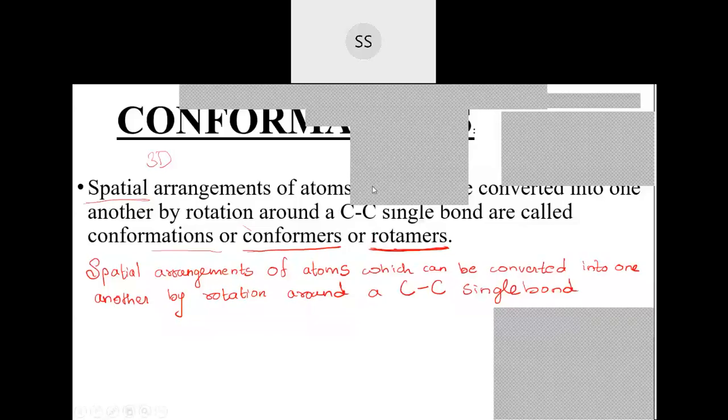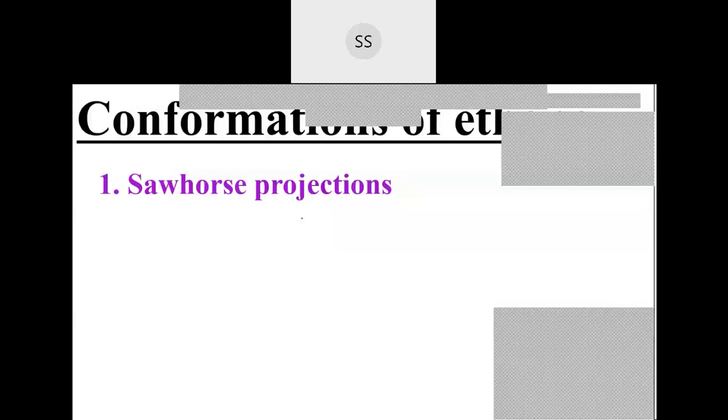So these are conformations I told you. Now we have two conformations to study, the conformations of ethane. One is called the Sawhorse projection. You just need to know how to draw this. That is enough. Now for the Sawhorse projection, this is how ethane molecules are.